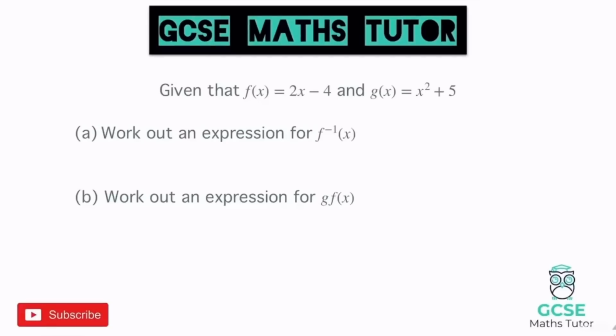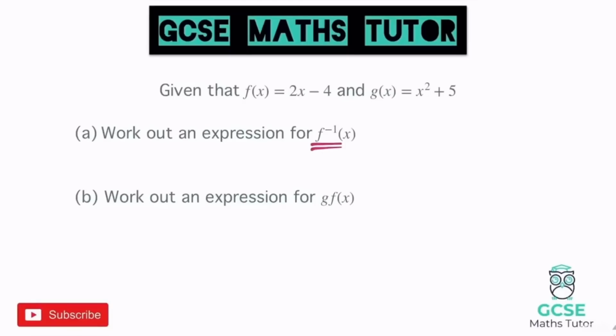Now the first one we're going to have a look at is this here, working out an inverse function. An inverse function just means basically doing it in reverse. So the function f is 2x minus 4. It times a number by 2 and then takes away 4. There's a nice way of doing this algebraically.